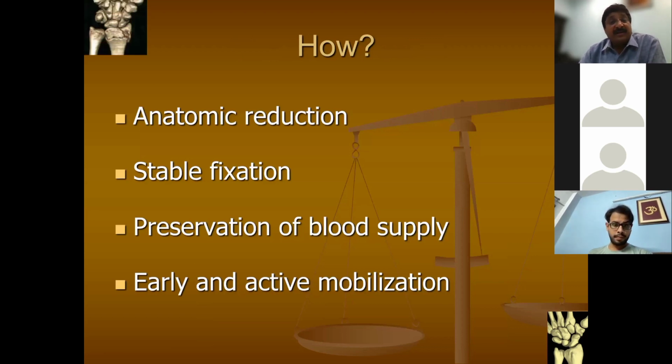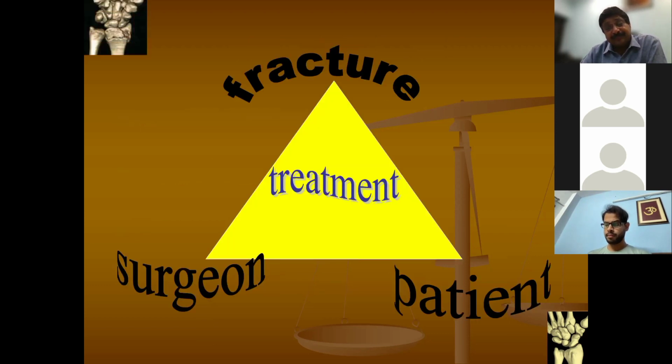How? Anatomical reduction should be achieved, and whatever reduction we have achieved should be stable, whether by fixation, by plaster cast, or any method such as external fixator. In this process, we should try to preserve as much blood supply as possible, because blood supply is needed for fracture healing, and that is what we call maintaining the biology of the fracture. And we should have early and active mobilization to get good functional results.